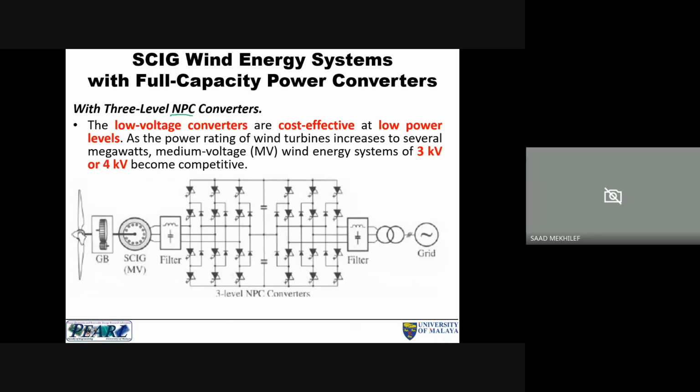neutral point clamp converters. This helps reduce the voltage stress and current stress on the switches. So we use multi-levels, and we can go up to a higher number of levels, because through a higher number of levels, the voltage stress and the current stress on the switches will be significantly reduced. That actually helps to increase the power further and further.